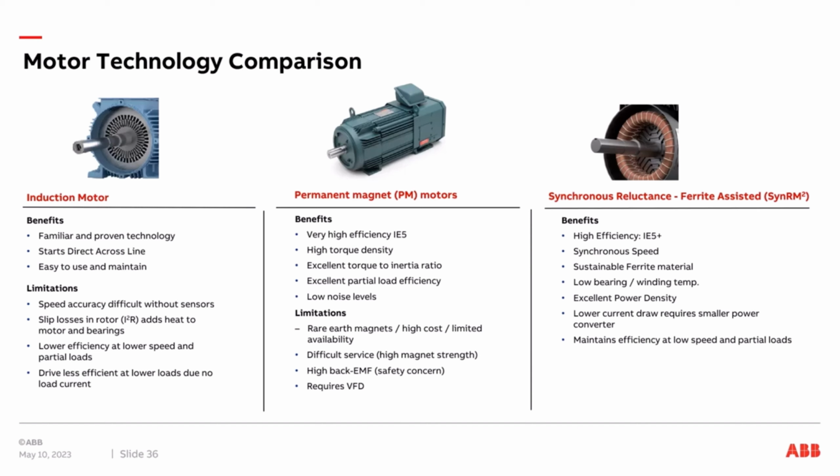It has low bearing temperatures and low winding temperatures. It has excellent power density and lower current draw, requiring smaller power converters. It maintains efficiency at low speeds and partial loads. The limitation is that it requires a VFD to operate. You cannot put a larger permanent magnet motor for three-phase that we use on drives, or a synchronous reluctance motor, across the line.